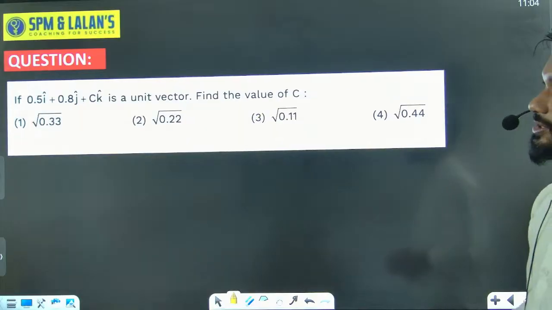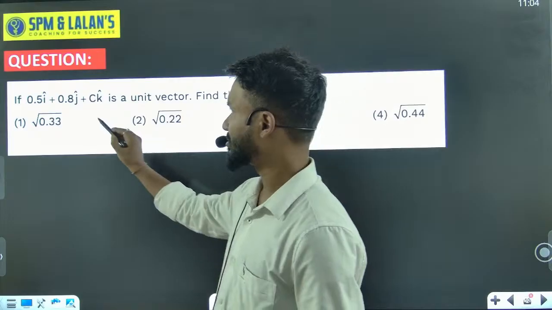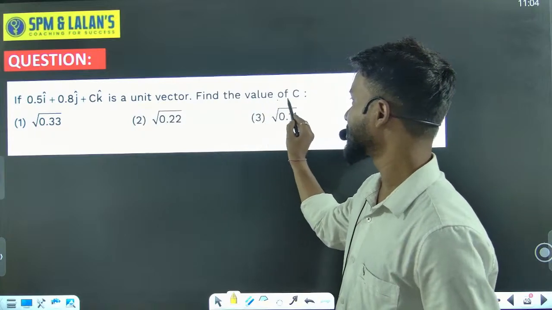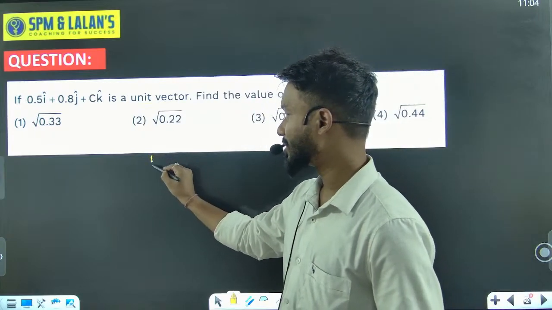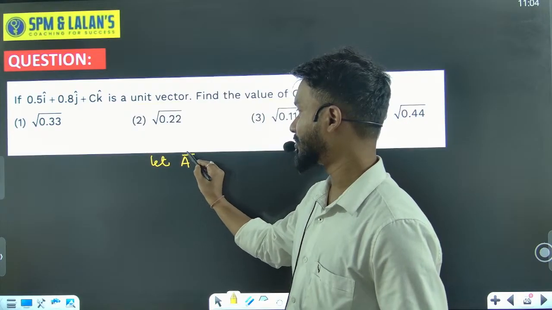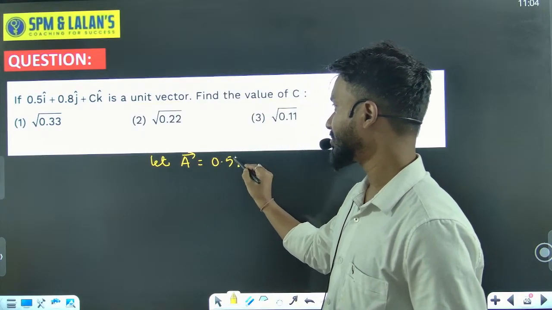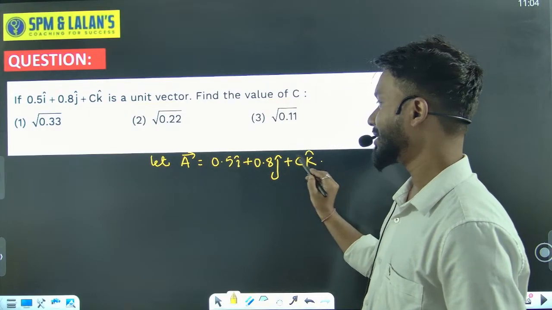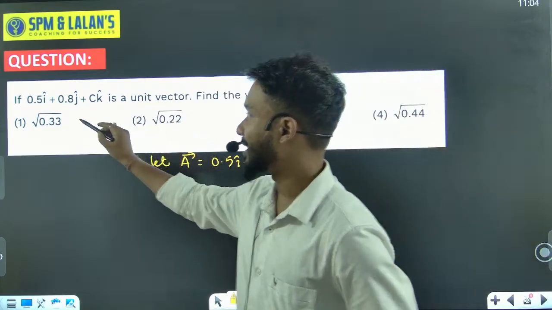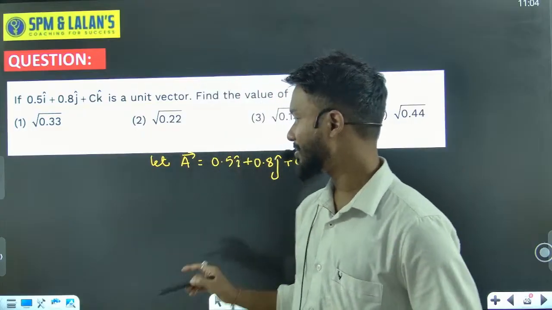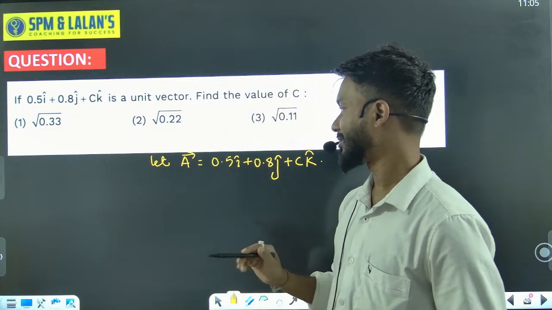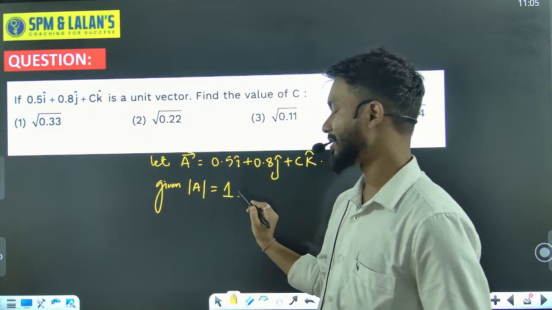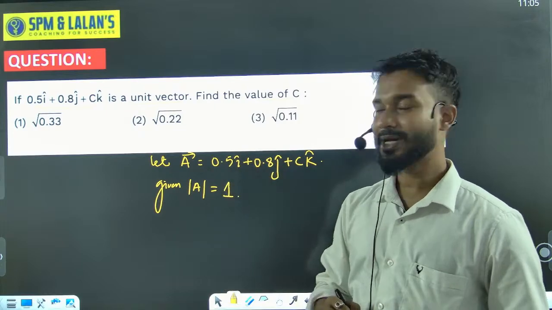Okay. See this question. This was asked in NEET before. 0.5i plus 0.8j plus ck is a unit vector. They are asking what is the value of c. I'm assuming let A vector equals 0.5i plus 0.8j plus ck cap, and given that this vector is a unit vector, and I'm assuming that the overall vector is A vector. Given magnitude of A equals what? 1.